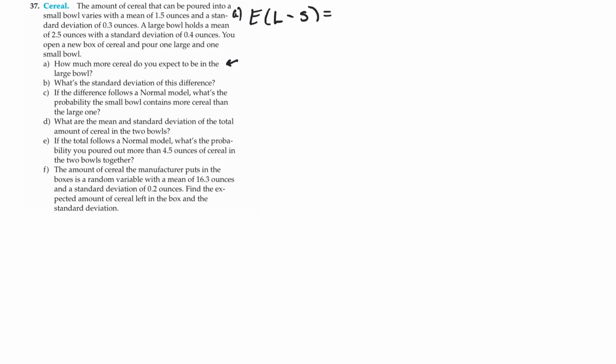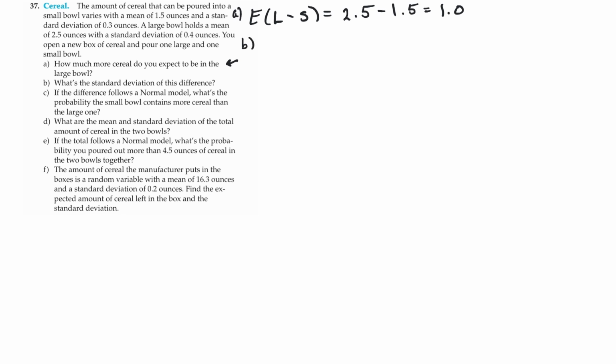I'd like to know the differences in the two groups. So if I do this, it makes perfect sense to say, well, the average amount in the large bowl is 2.5 ounces minus the average in the small bowl, which is 1.5 ounces. So I would expect an average difference of just 1 ounce.